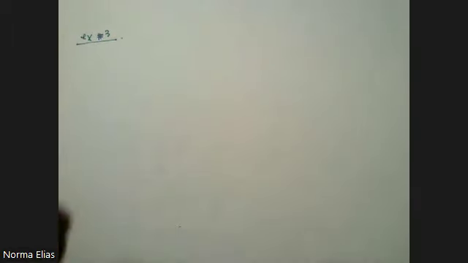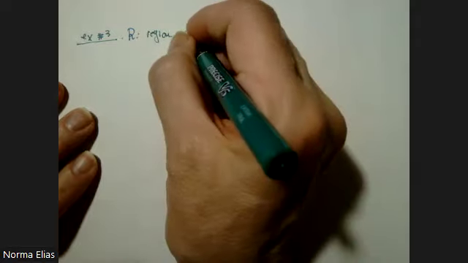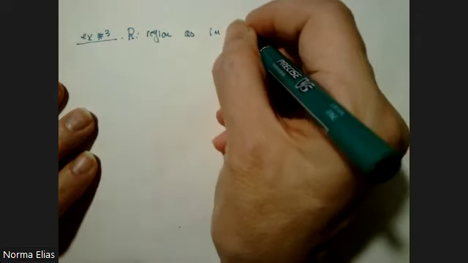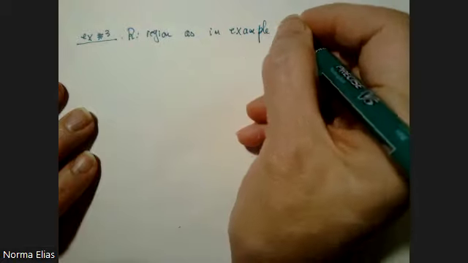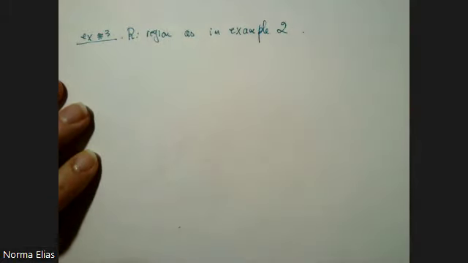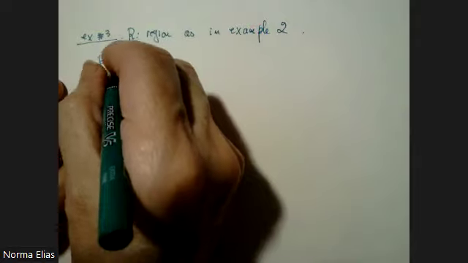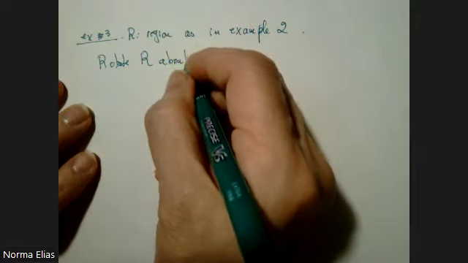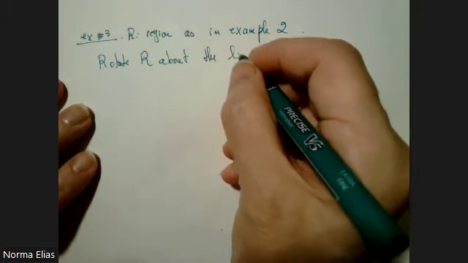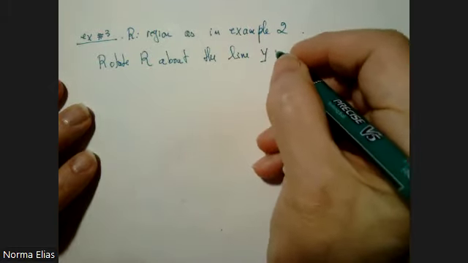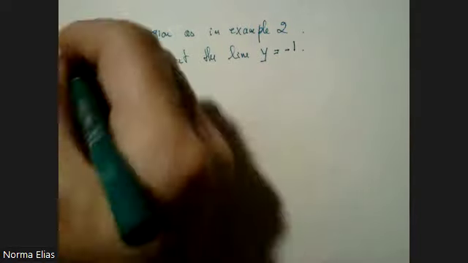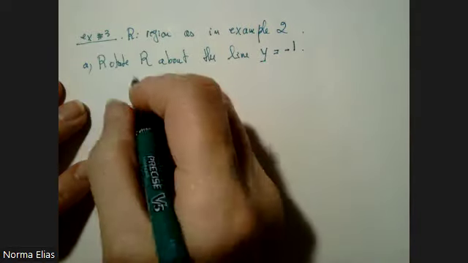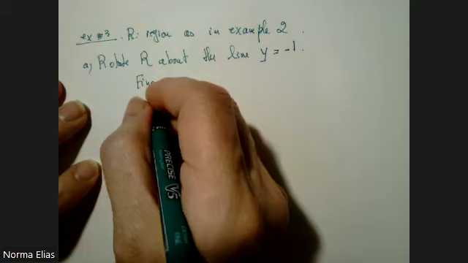The region is the same. We're going to rotate the region R bounded as in example 2. So I'm not going to change the region. But now I'm going to rotate R about, not the x-axis, but about the line y equals -1. So that will be my first question: find the volume of the solid obtained.